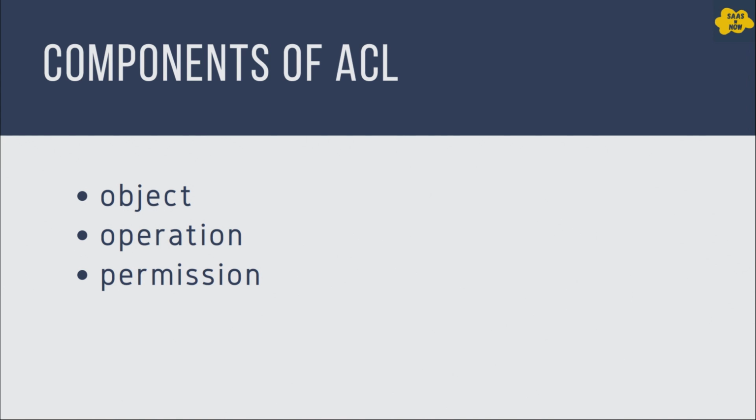Components of ACL. When you create an ACL rule in ServiceNow, you provide three inputs. First one is object, which is the element of ServiceNow platform like table or field on which you want to restrict access for the users, or you want to provide access for the users. Second is operation, which is type of operation you want to restrict or provide access on selected table or object for the users. And the third one is permission, which is required to the user to get the access for the object or table.